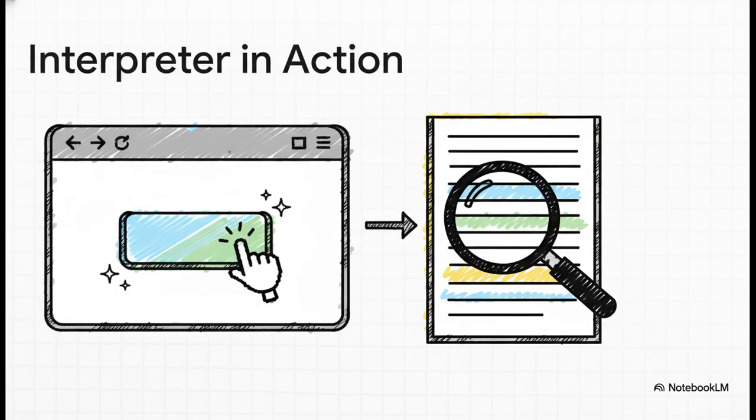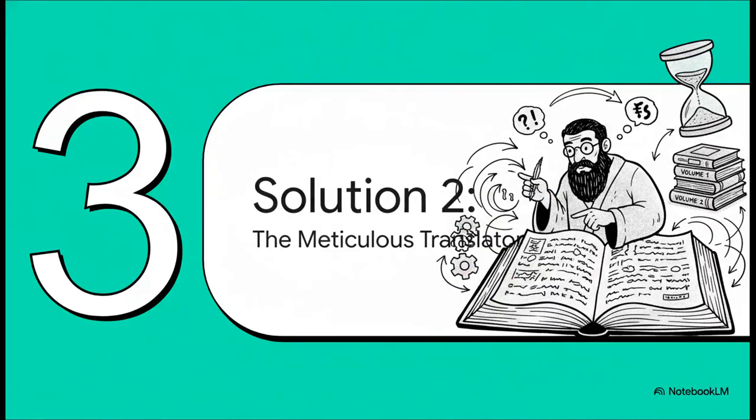A perfect real-world example of this is JavaScript, the language that makes basically every website you visit interactive. Your web browser has an interpreter built right in. It reads the JavaScript line by line, which is what allows buttons, animations, and all those other dynamic things to work instantly as you click around.